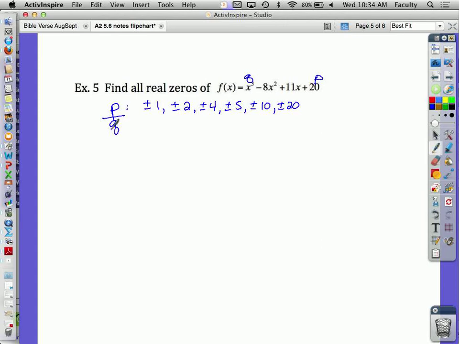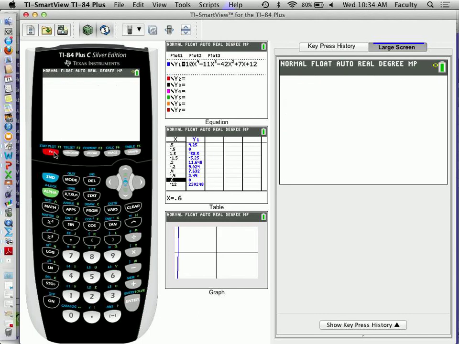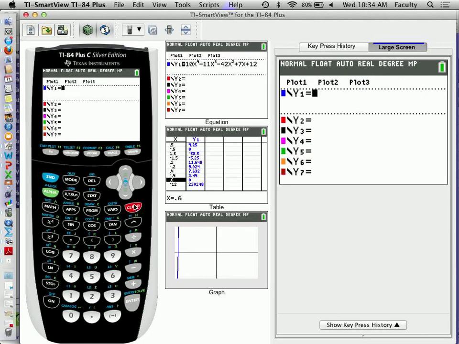Now here's the interesting thing. Take out your graphing calculators. No, we're not going to graph it. But I want you to go to your Y screen and we're going to enter the function. And do you guys know that there's an X cubed button? If you press math number 3, that'll cube for you.